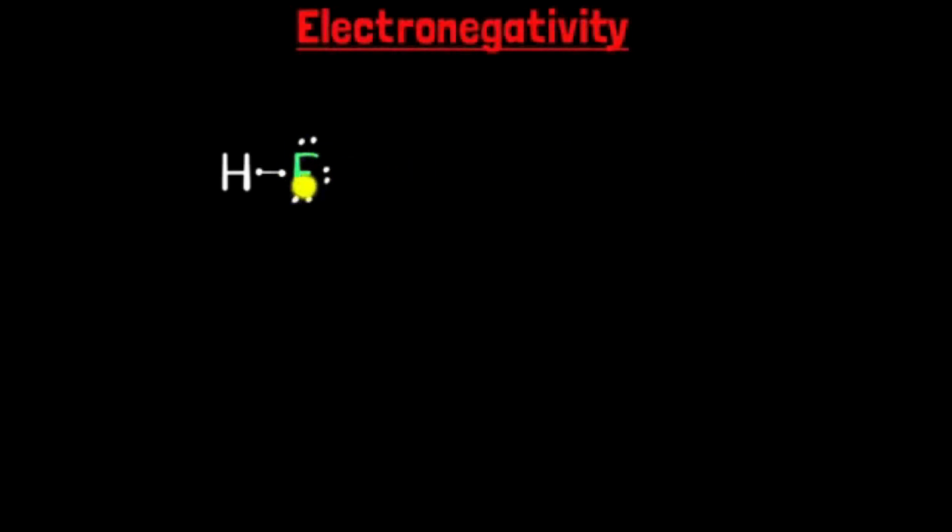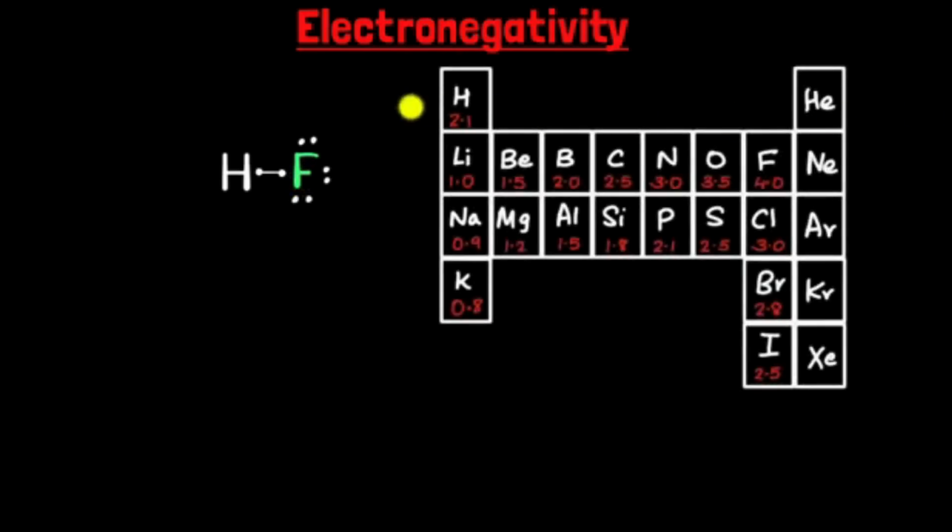Electronegativity is the tendency of a bonded atom to pull the shared pair of electrons towards itself. And here's an electronegativity chart. You can see, for example, hydrogen has an electronegativity of 2.1, whereas fluorine has much higher, which means fluorine is going to pull that shared pair of electrons more towards itself. It has a higher electronegativity. So these electrons spend more time towards fluorine than hydrogen.